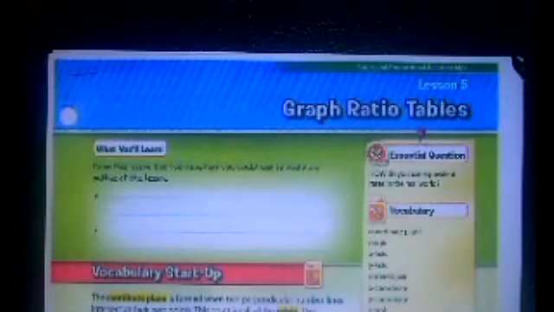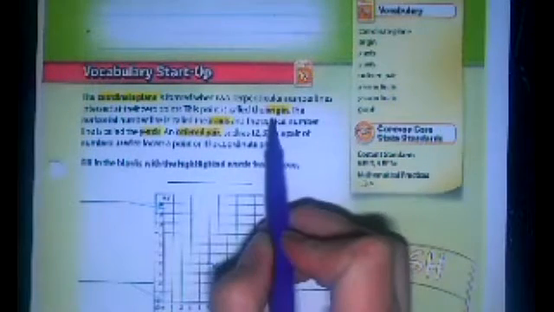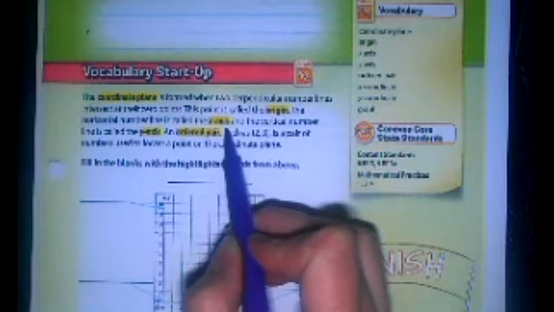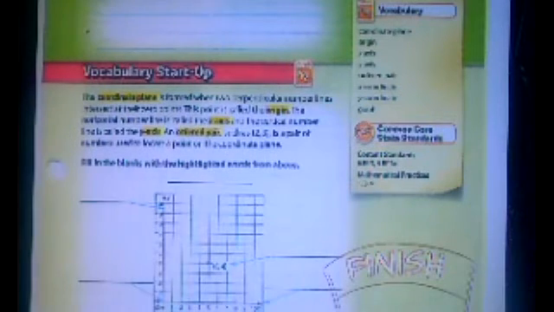All right, so our new unit is about graphing. And so we have some vocabulary words that we need to learn what they mean. So we have coordinate plane, origin, the x-axis, the y-axis, an ordered pair.